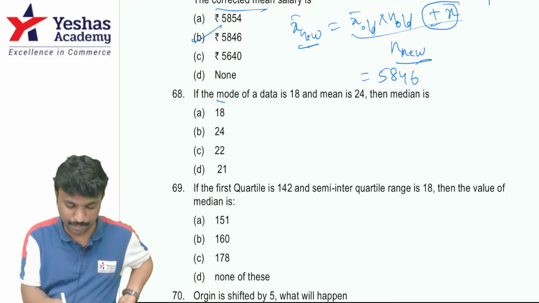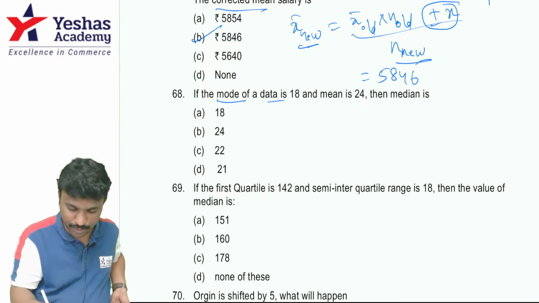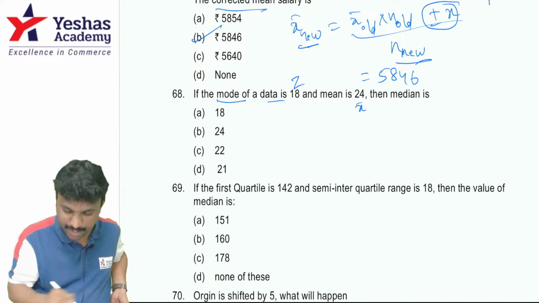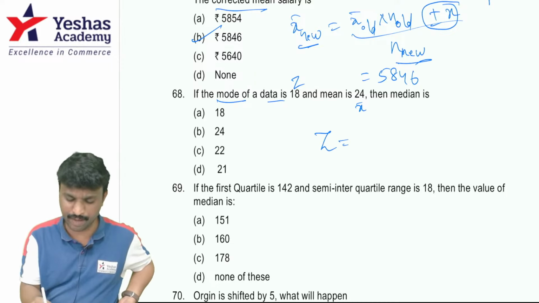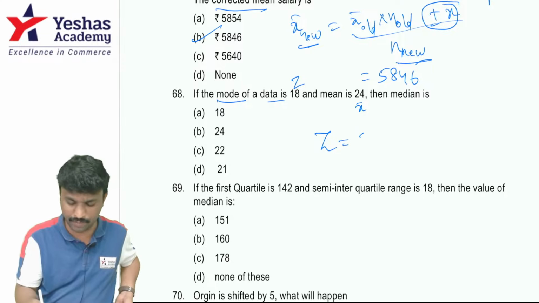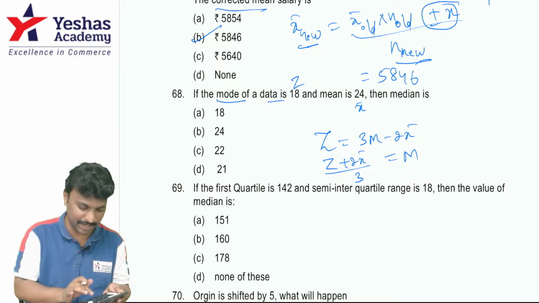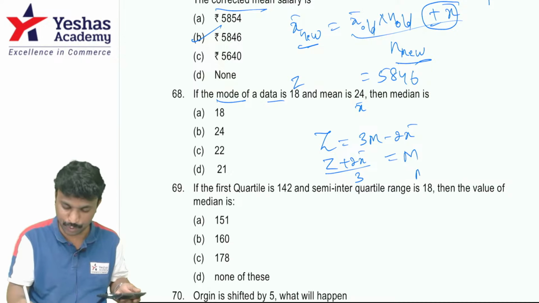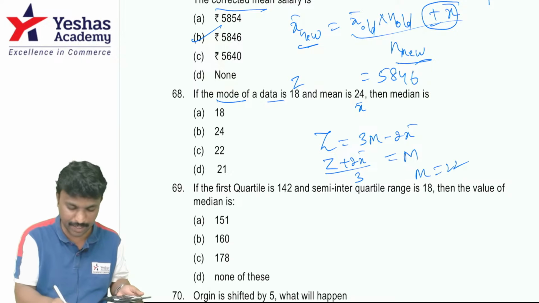Moving on to the next question. If the mode of the data is 18, mode is Z and mean is X bar, median is asked. So what's the relationship? The empirical formula is mode is equal to 3 median minus 2 mean. So Z plus 2 mean divided by 3 is the median. Yes or no? By rearranging the terms. First of all, 2 mean you find out: 2 into, what is the mean given? 24, plus the mode, which is 18, divided by 3, that fetches you 22. So the median value is 22. Option C is the right answer.